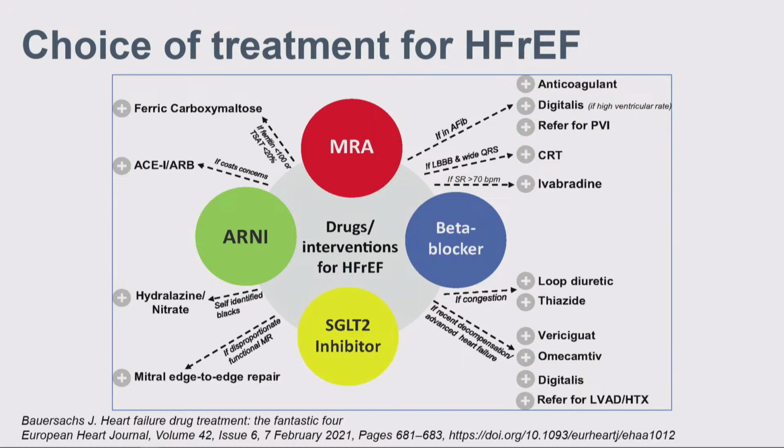So, this then brings us to the so-called Fabulous 4. So in all our patients with heart failure with reduced ejection fraction, unless there's an absolute contraindication, or there is intolerance, and those things happen, they should be on these four: a beta blocker, an MRA, an ARNI, and an SGLT2 inhibitor.